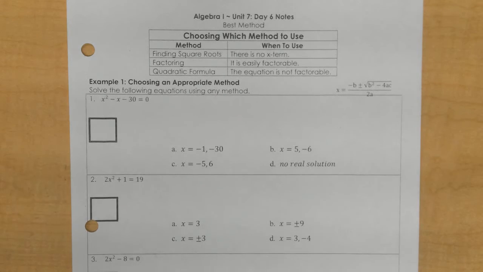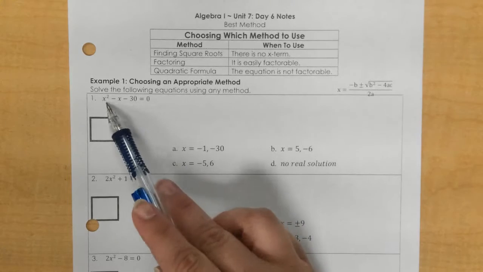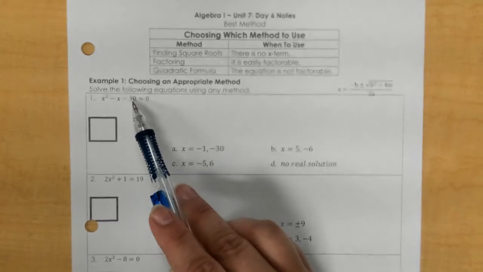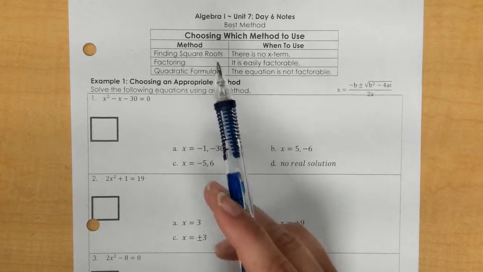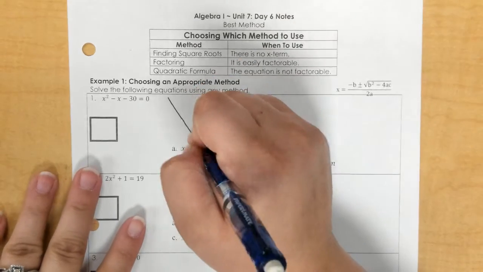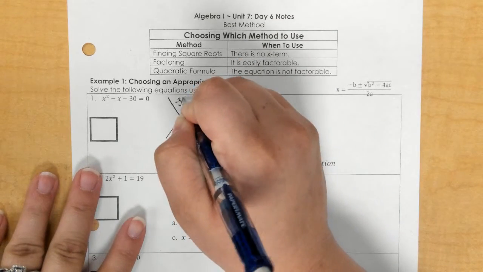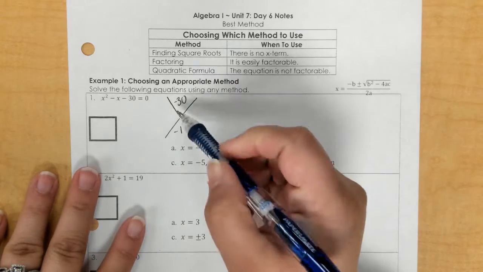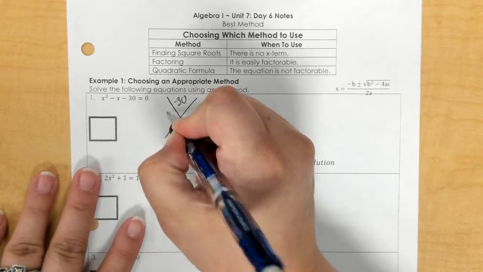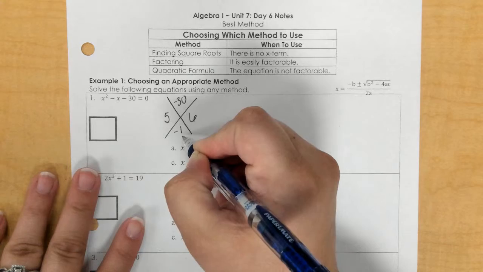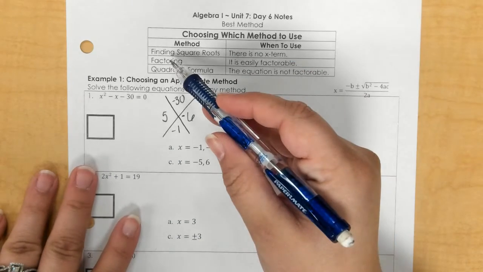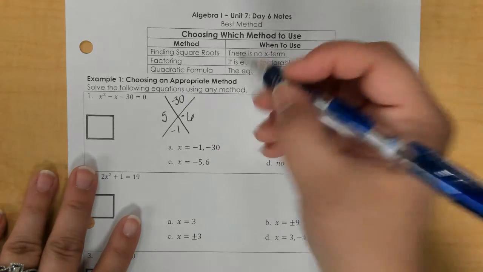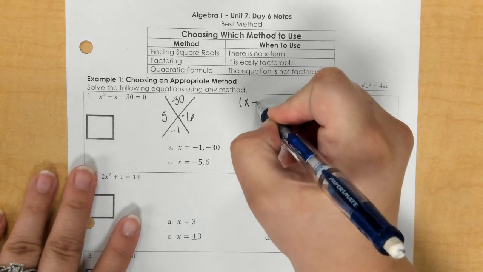So for example 1, this problem looks like a factoring problem. And so it says it's easy to factor. So I try to factor first. Okay, so negative 30, try to get to 1. Well, 5 and 6 can get to negative 1 if 6 is negative. So this means I chose factoring as my method. Okay, and then I also need to solve that.